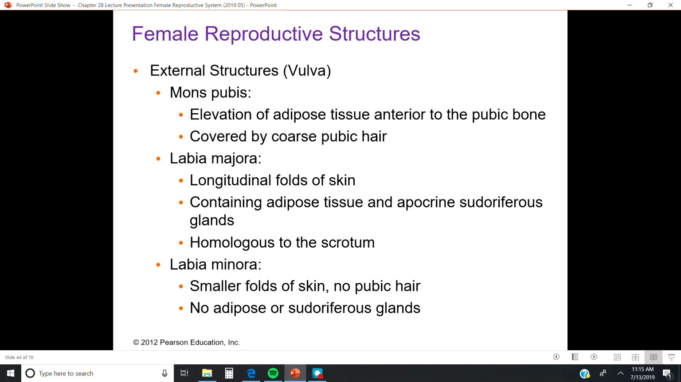And then within the labia majora are the labia minora. These are smaller folds of skin. There is no pubic hair there. It doesn't have any adipose or sudoriferous glands. This is going to be the labia minora.